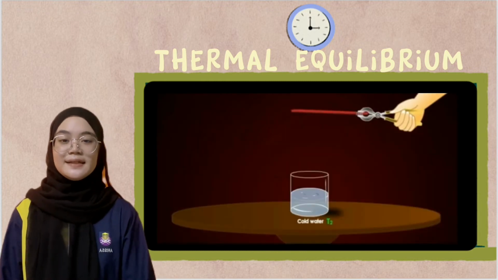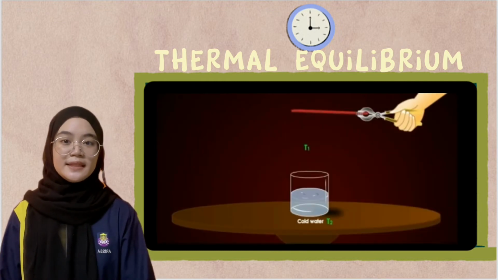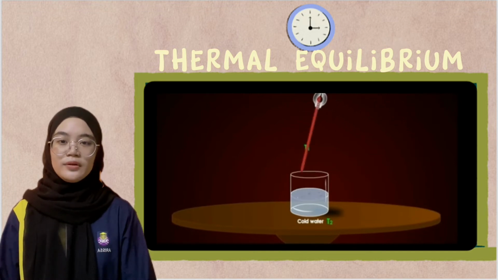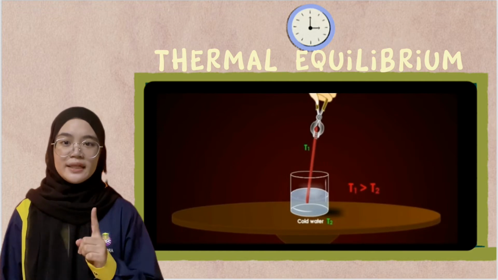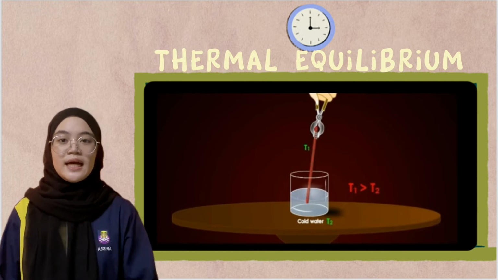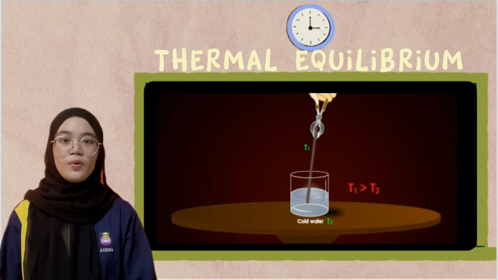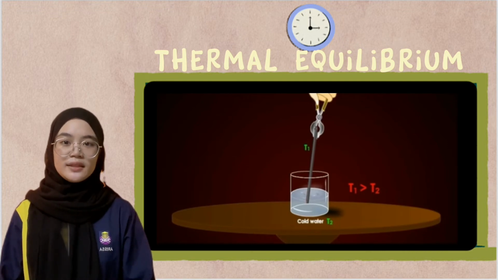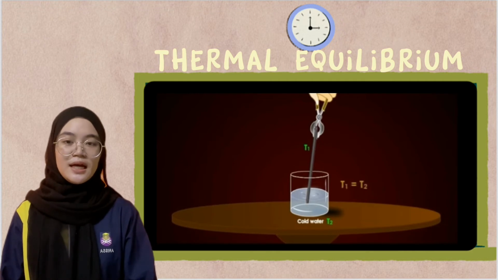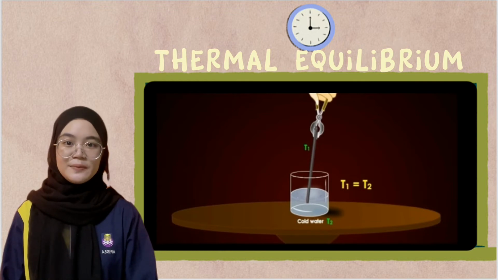For example, a red-hot rod of temperature T1 is kept in contact with cool water of temperature T2. Since T1 is greater than T2, heat starts to flow from the hot rod to the cool water. After a few minutes, a state is reached where both the rod and water attain the same temperature. That is, T1 is equal to T2. Then the rod and the water are said to be in thermal equilibrium.